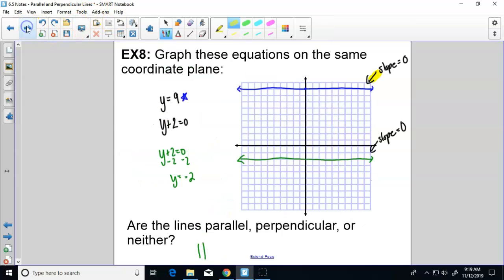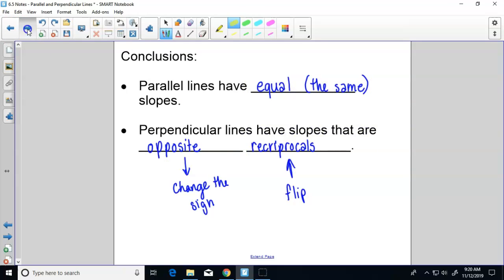Okay? Alright, so one of the types of questions you're going to have is it's going to give you two lines, and it's going to ask you if they're parallel, perpendicular, or neither. Solve the equations for y if you need to. Look at the slopes. Tell if they're the same or if they're opposite reciprocals.